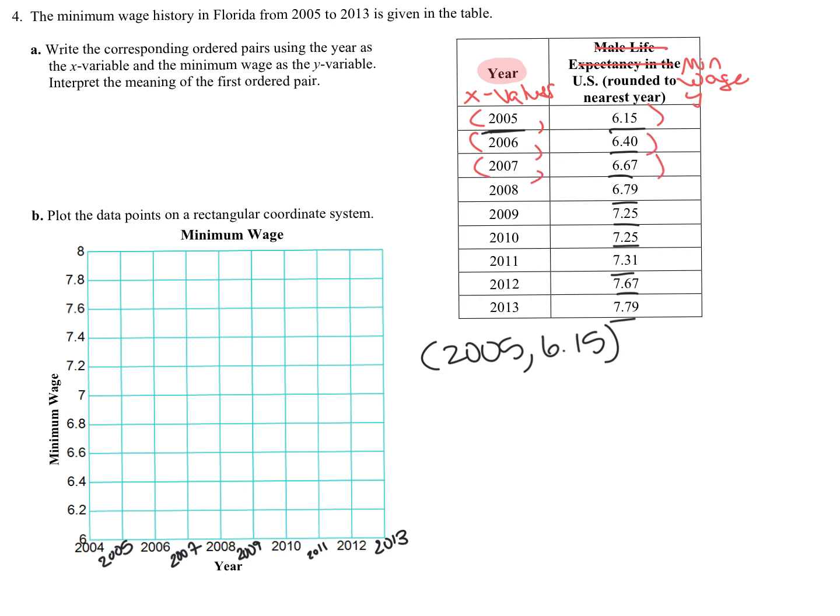Okay, so 2005 and 6.15 would be about right there. And then 2006, 6.40. That one's a little easier to do. Okay, 2007, 6.67. Try my best. Not perfect. 2008, 6.79, close to 8. Okay, and then 2009, 7.25.